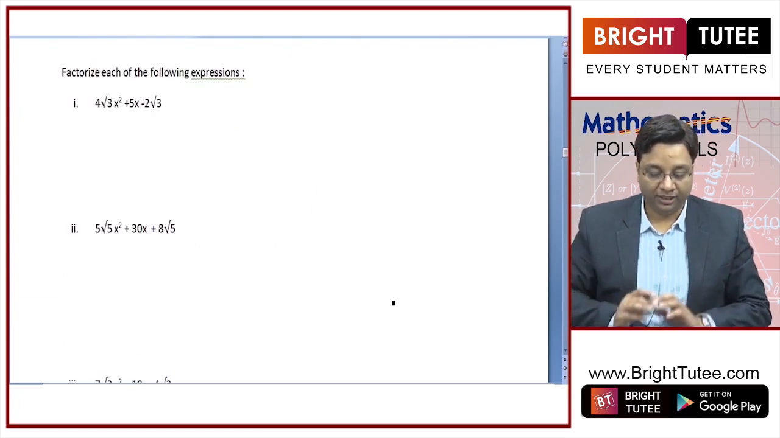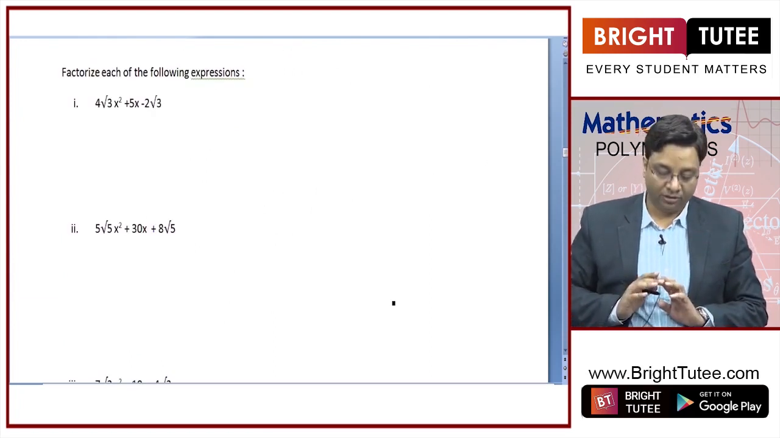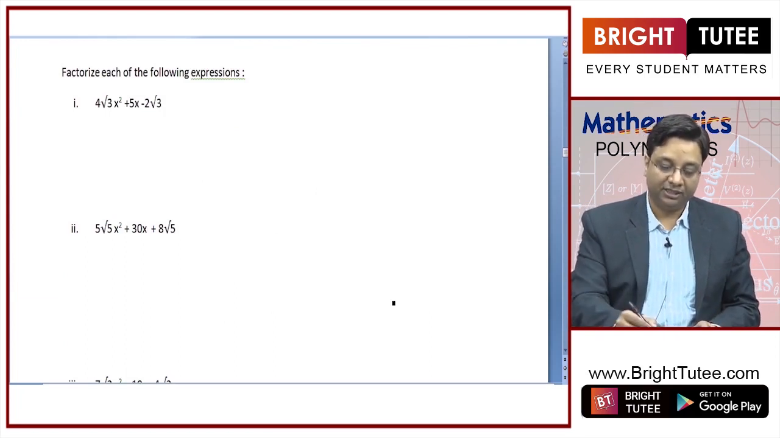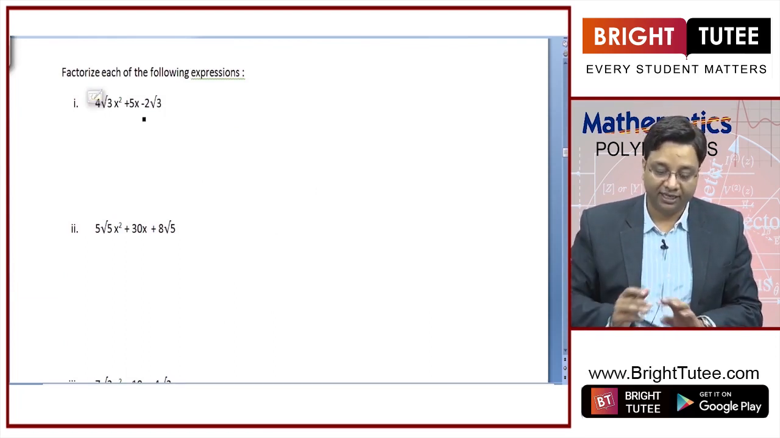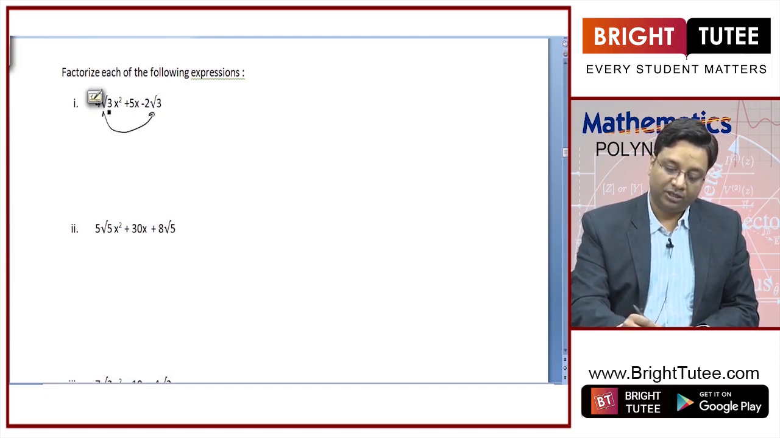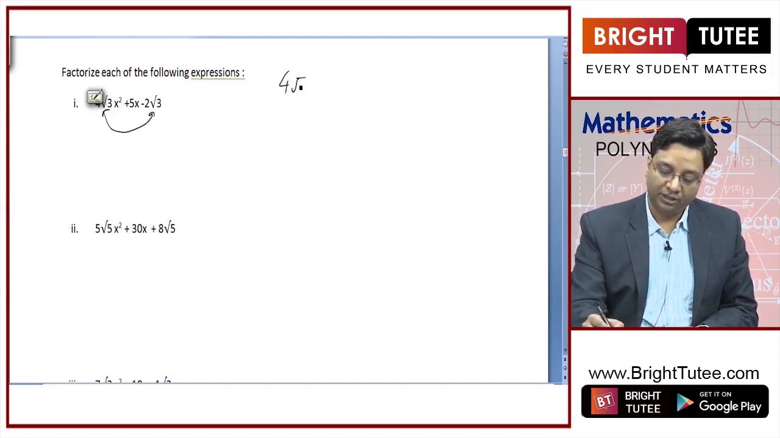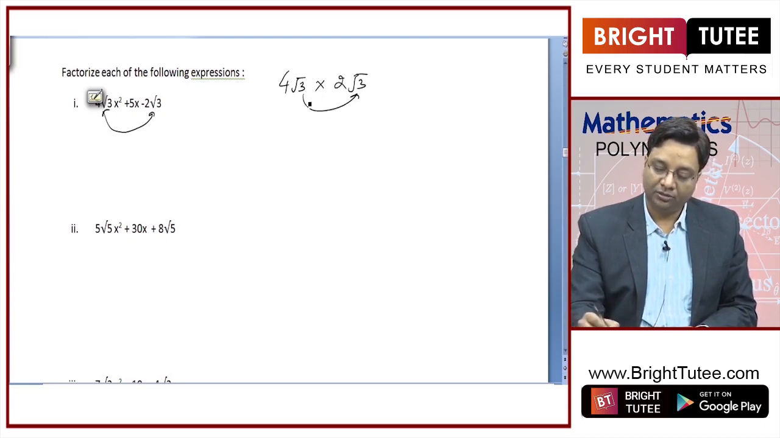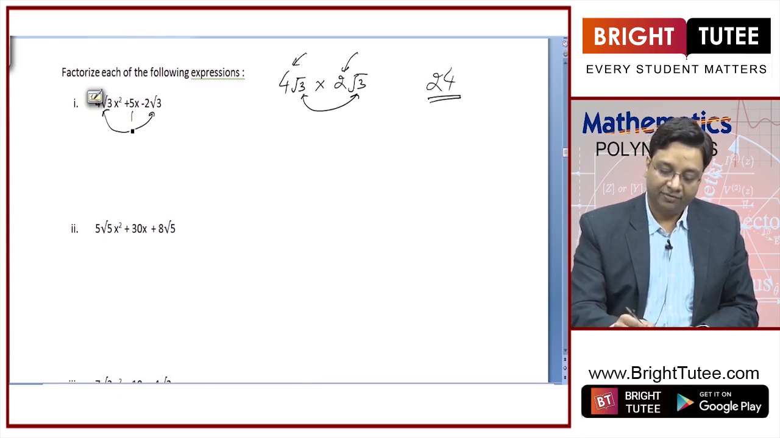Factorize each of the following expressions. Now we can also use middle term splitting in factorizing because these are quadratic expressions. So I will try and split the middle term. Now look at these two. The product of these two, that is 4 root 3 into 2 root 3, is root 3 into root 3 is 3, 3 into 2 is 6, 6 into 4 is 24. Now I need 5 here.